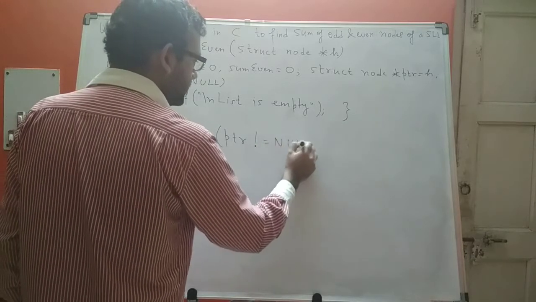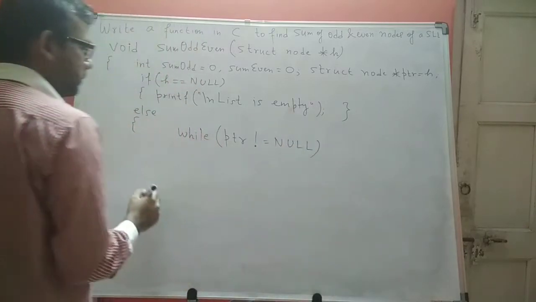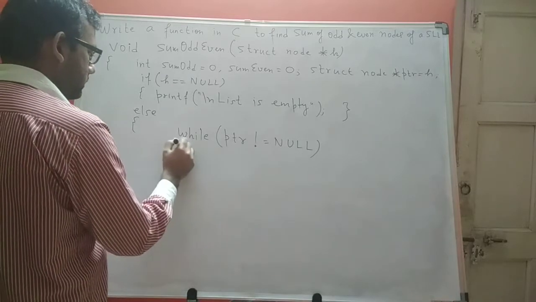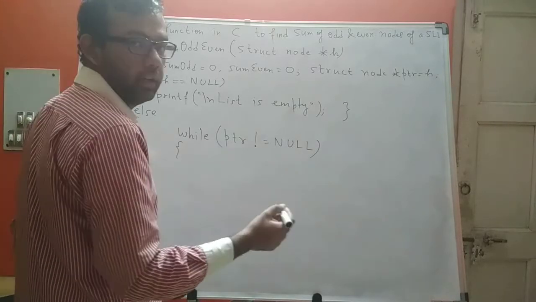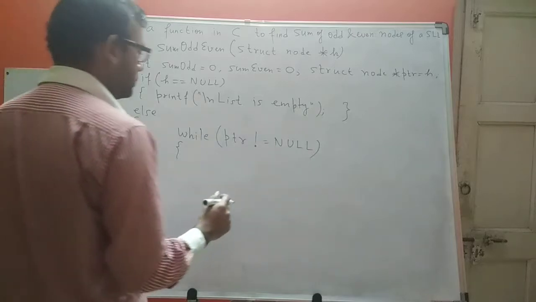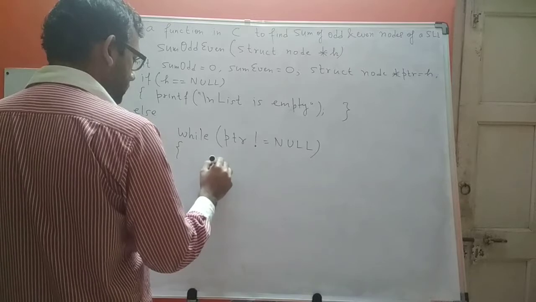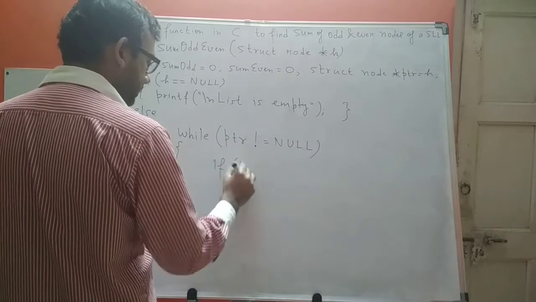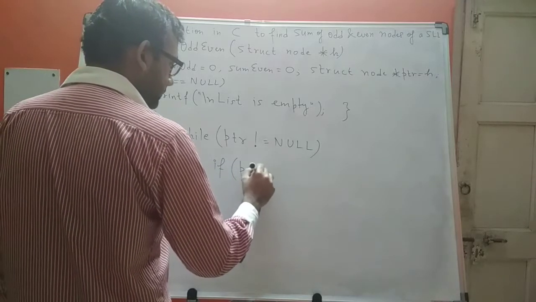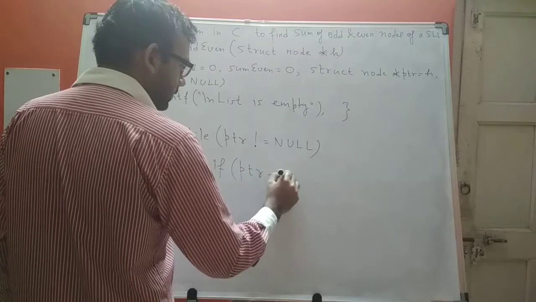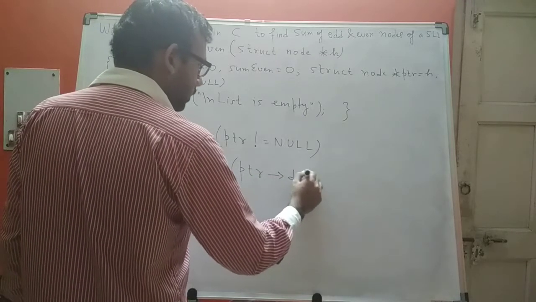So in order to traverse the entire linked list, the condition is this one, that while ptr is not equal to null, so till the time ptr doesn't get a value of null, I'll have to access the nodes one after the other. Now, after I access a node through ptr, what do I need to check? I need to check the data part. What do I need to check the data part for? I need to check the data part for a value of odd or even.